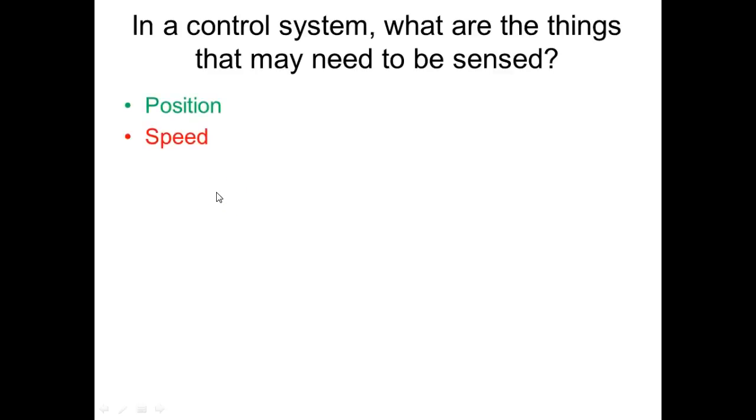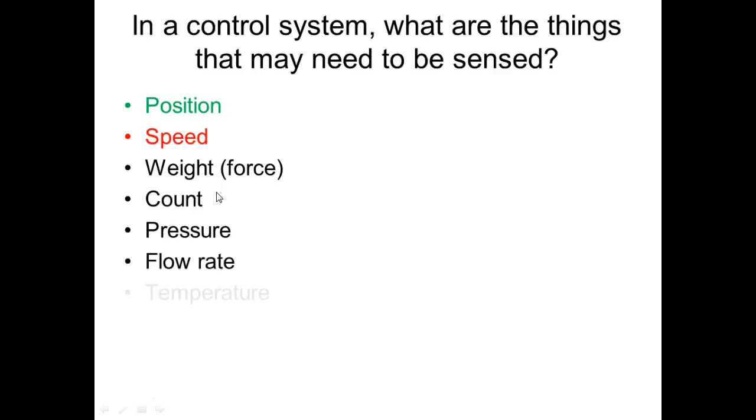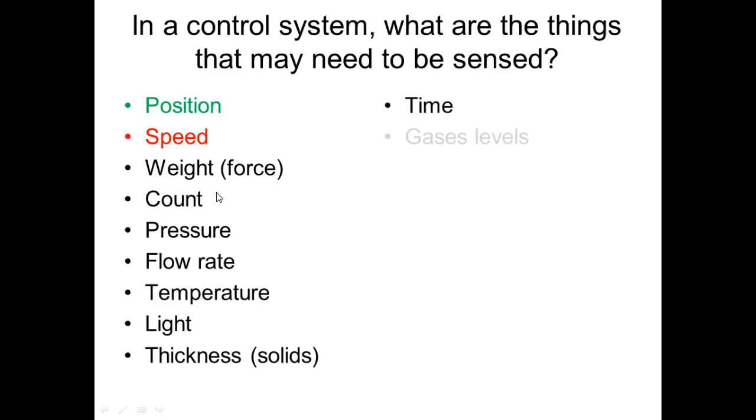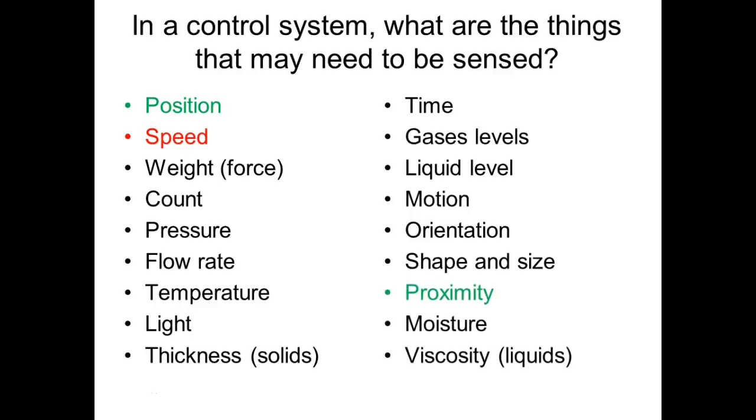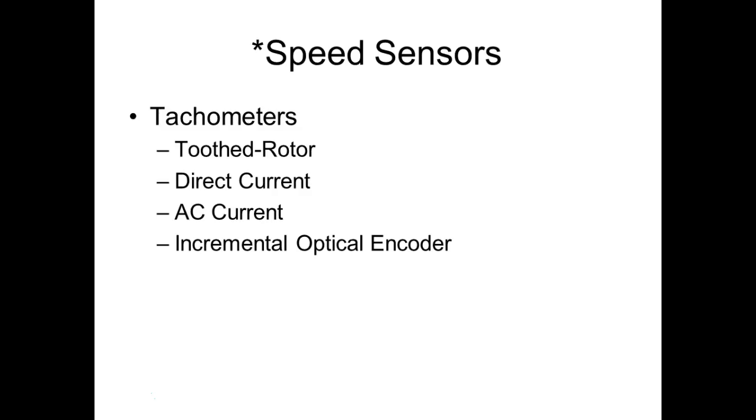So we've done position. We're going to do speed today. We haven't done weight. We haven't done force. We haven't done count. We haven't done pressure. We haven't done flow. We haven't done temperature. We're not going to do all of these. Thickness, we might talk about a little bit. Gases, liquid, motion, orientation, shape, and we already have done proximity, right? Moisture. We're not going to do viscosity. So, speed sensors.